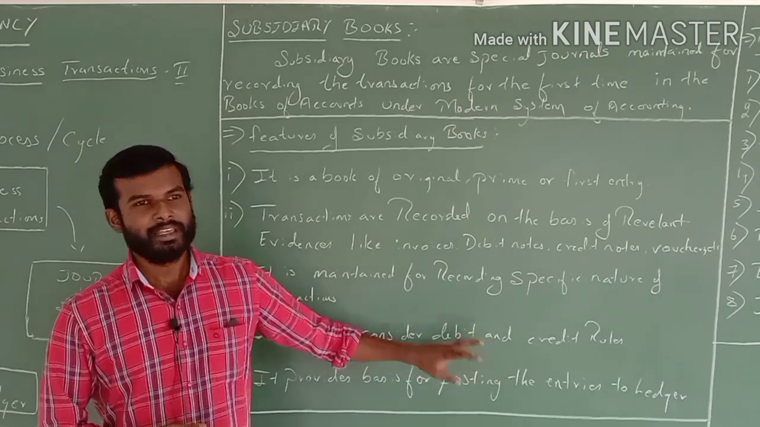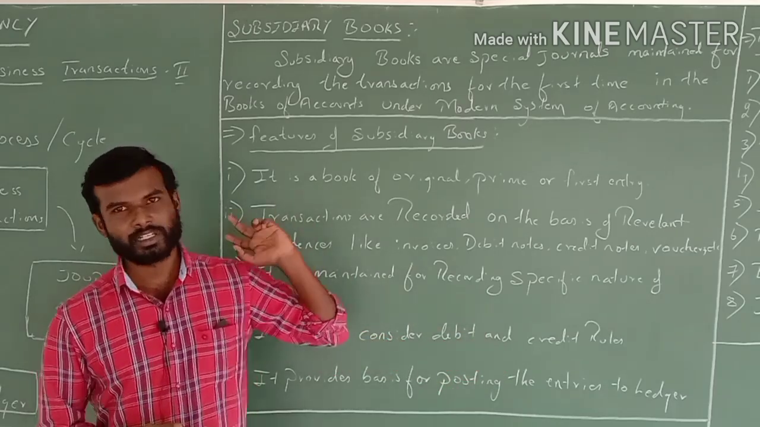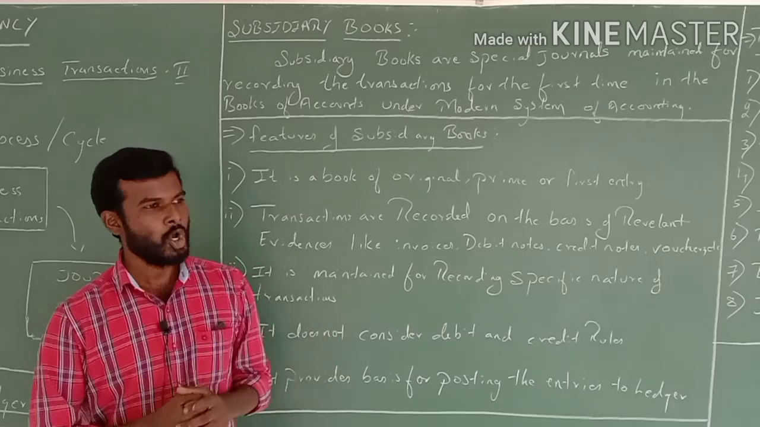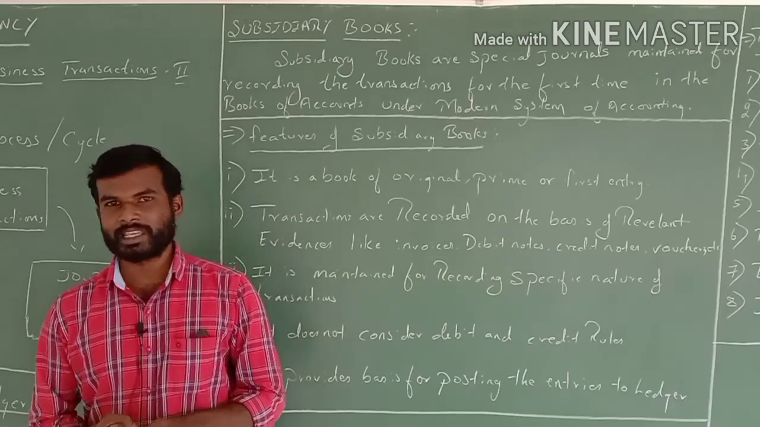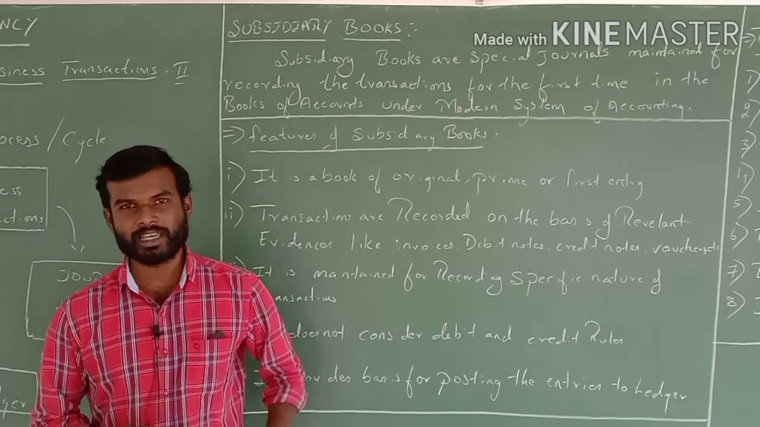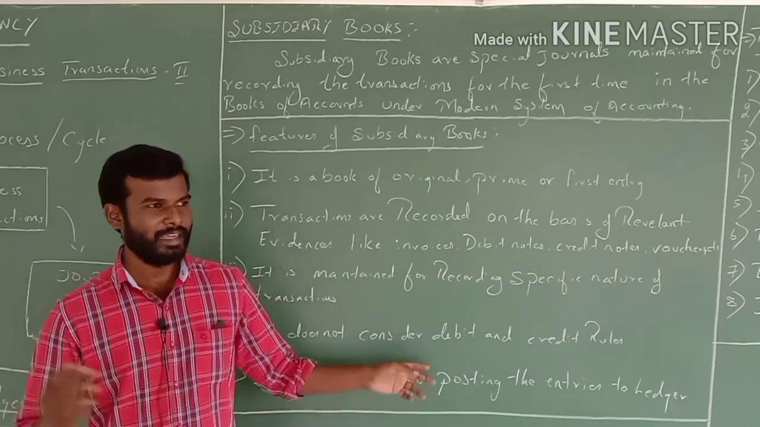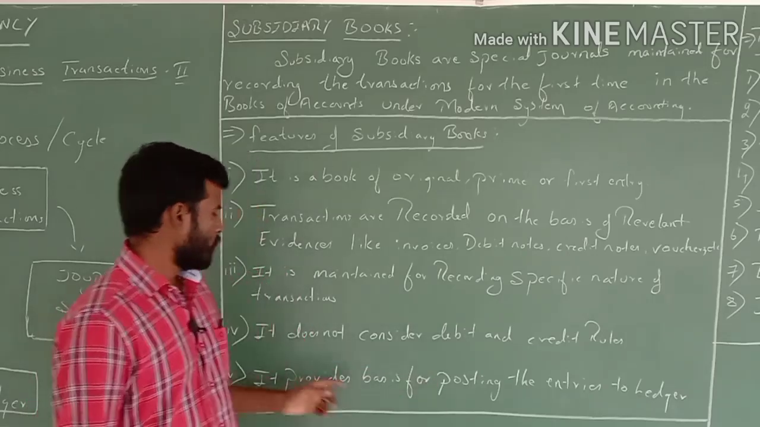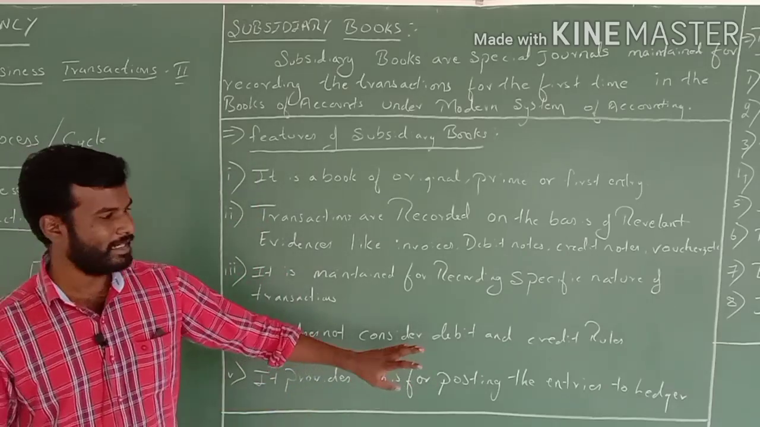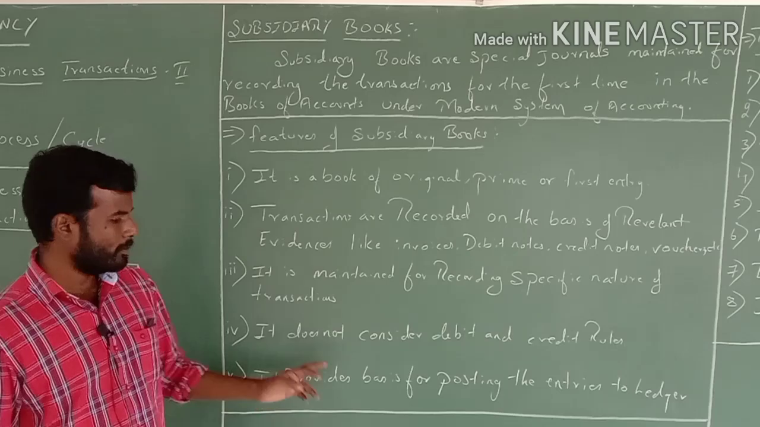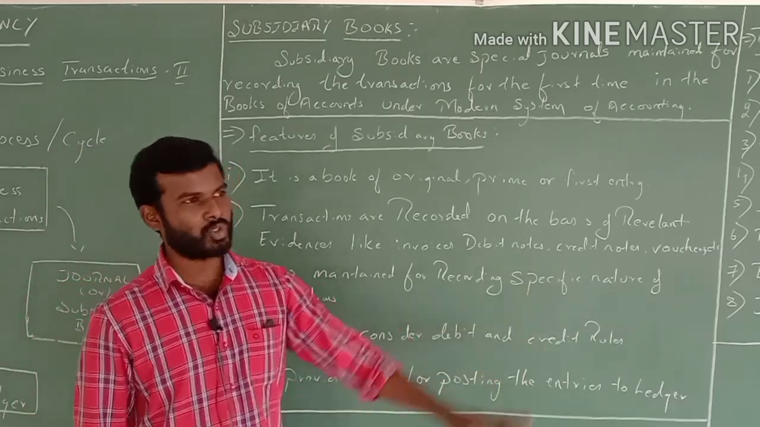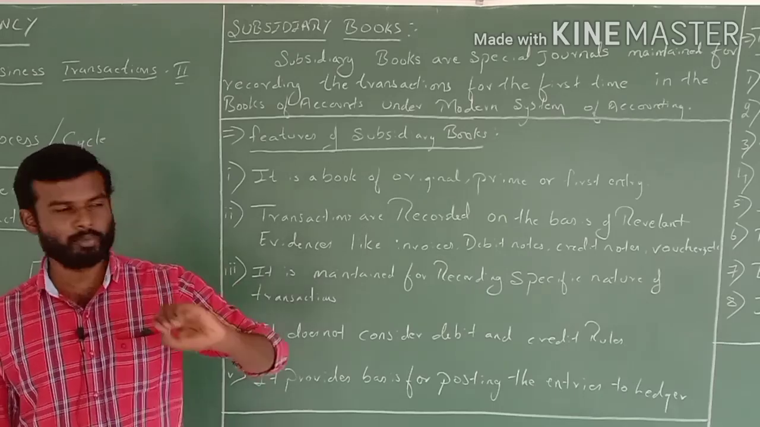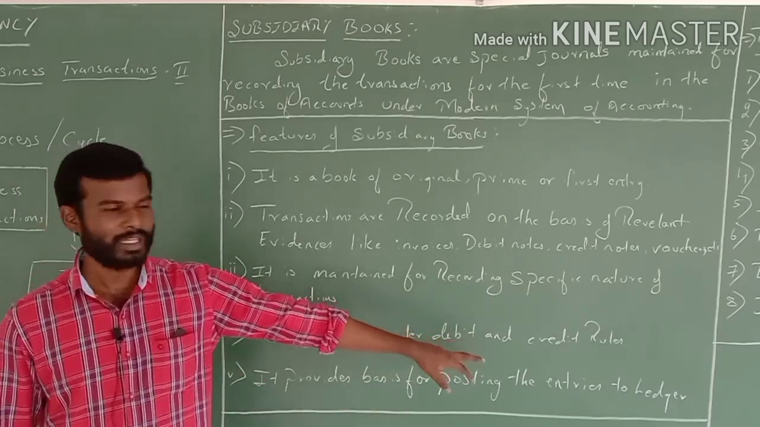Here we will be in the third chapter, that is, recording of business transactions 1. In the journal you will be maintaining some rules and regulations for the assets, liabilities, income and gains, as well as for the expenses, as well as for the capital. So here the rules will not apply. We will not be considering any debit or credit rules, as well as it provides the basis for posting the entries to the ledger, same as in the journal. Here also, after preparing the subsidiary books, we can post it to the ledger.